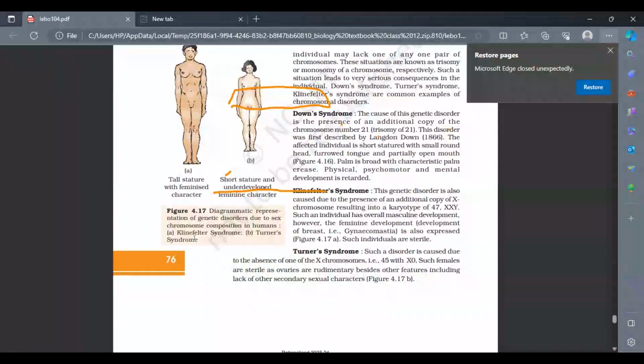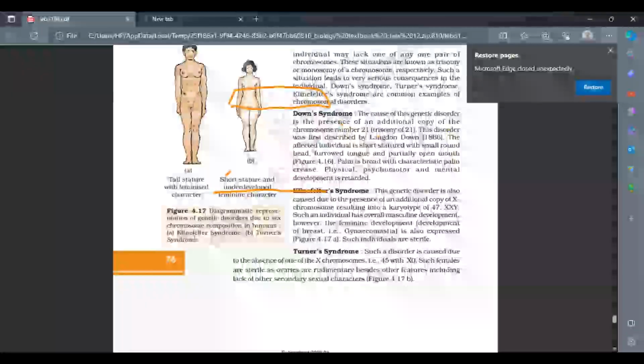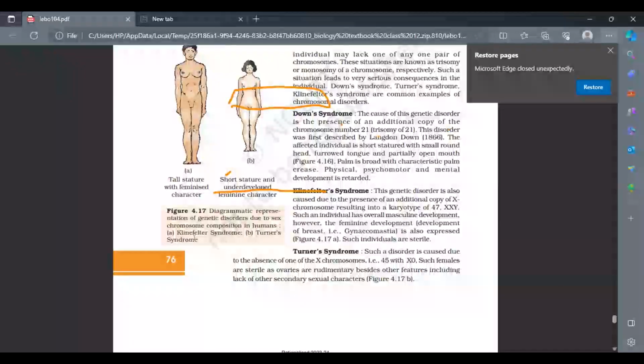In these 45 chromosomes, because of the absence of that extra X chromosome, a lot of abnormalities and sterility happen in the individuals, and this leads to a syndrome that is known as the Turner syndrome.